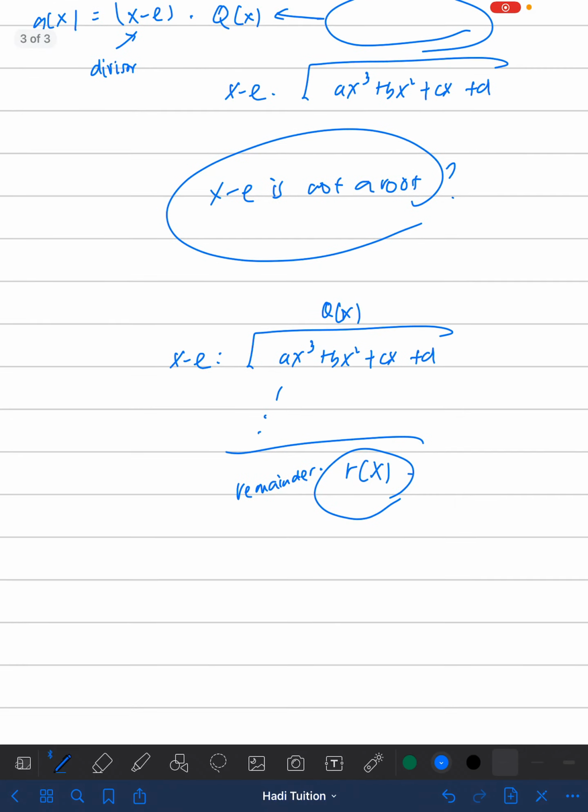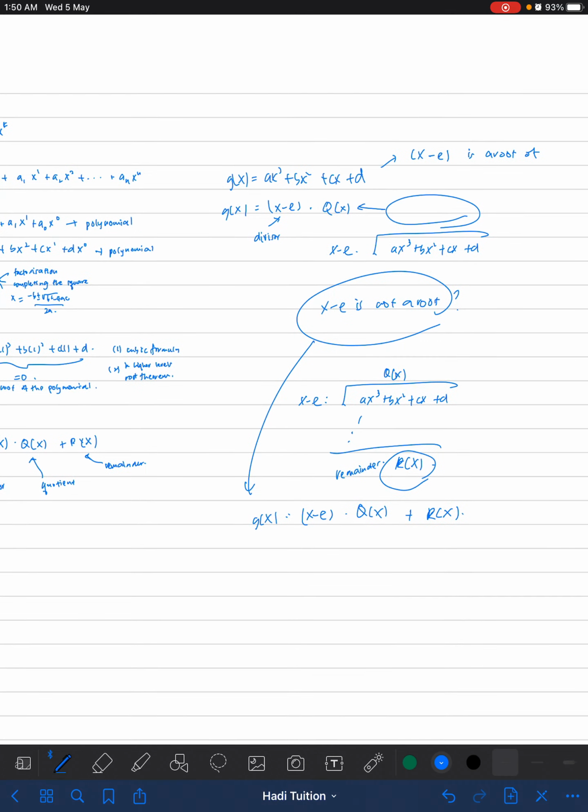Hence, in this case, if x is not a root, then you have g of x equals x minus e times q of x plus r of x, where r of x is the remainder of the long division. Okay?